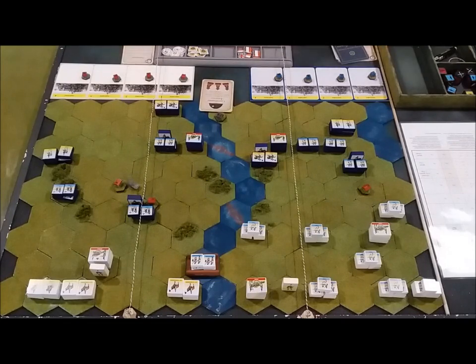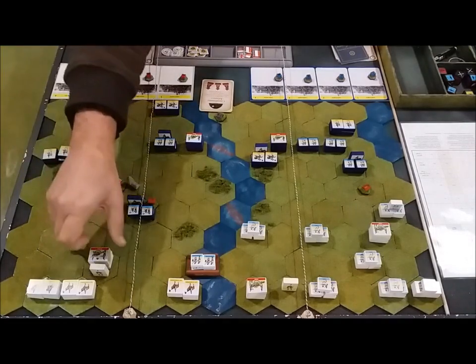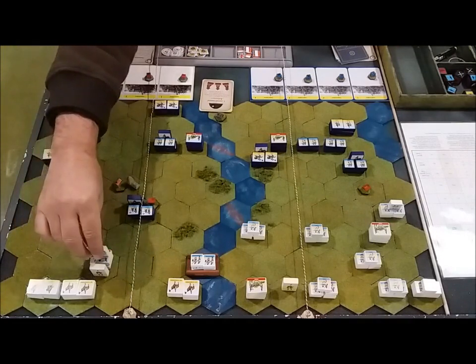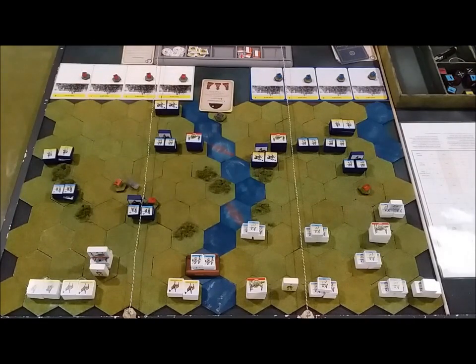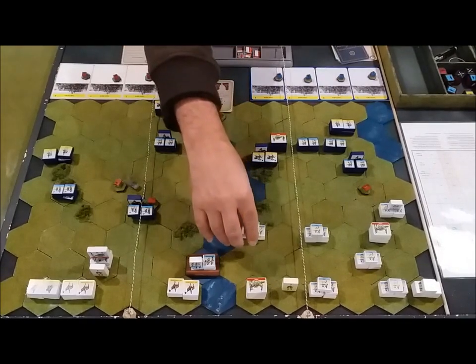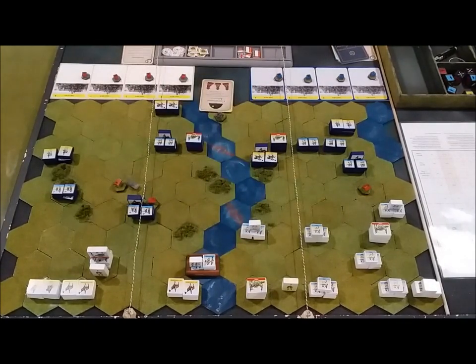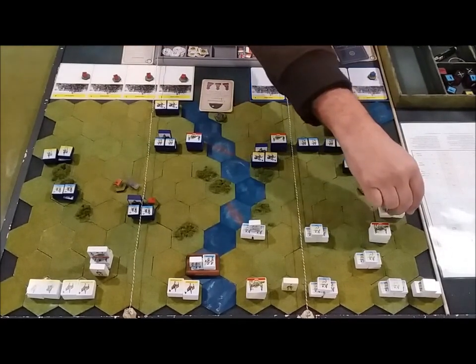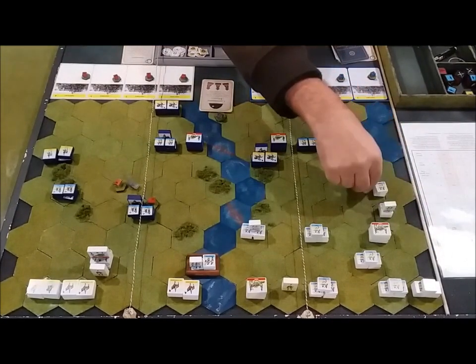So on the Austrian right flank, we've got 1, and that's going to be this line unit. On this flank, it's going to be the horse artillery unit, and in the centre will be the grenadiers and this line unit. So this one is going to move first, and he's going to move up into Böfingen.